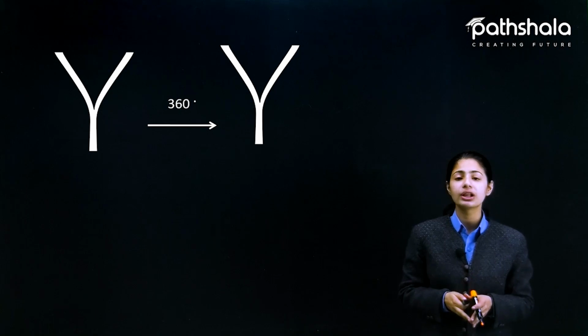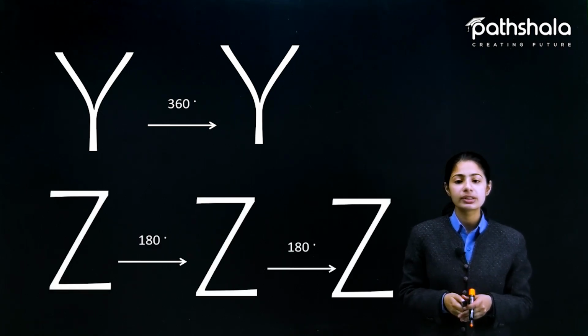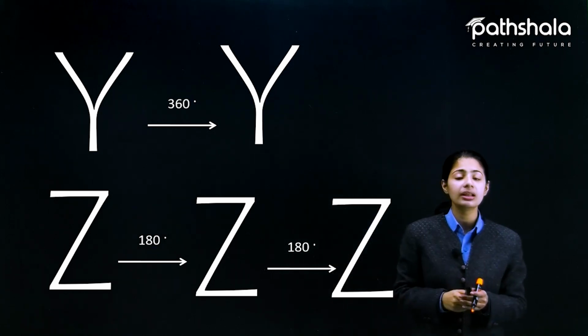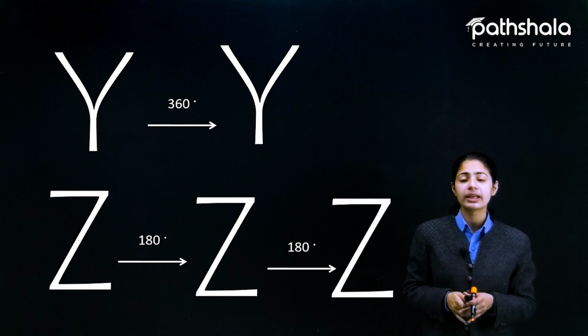Y, we have order of rotational symmetry 1. And for Z, first we will rotate it through 180 degrees. Again on rotating through 180 degrees, we get Z. So the order of rotational symmetry for Z is 2.